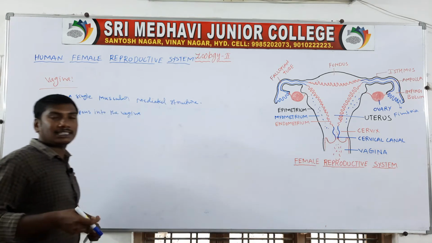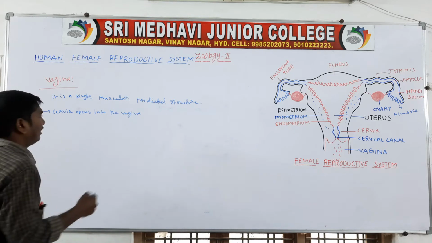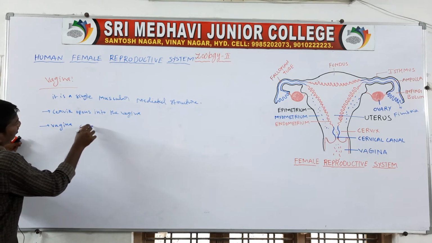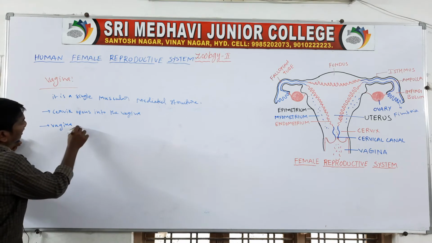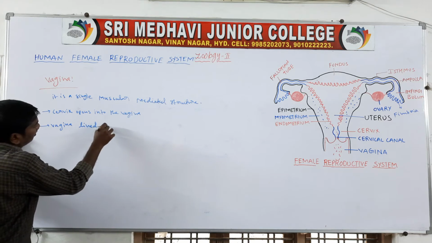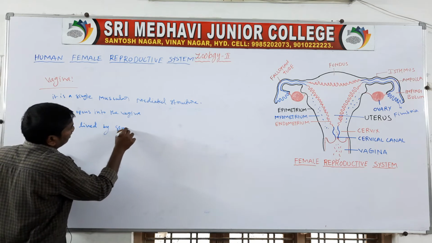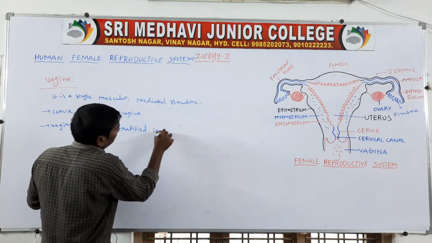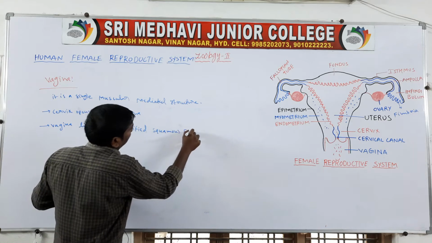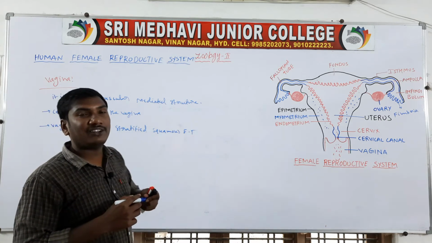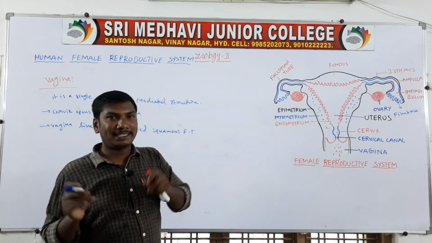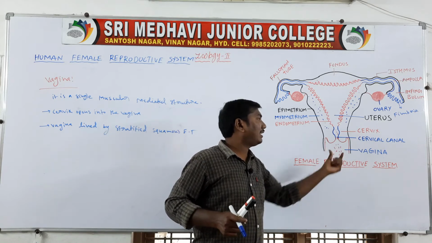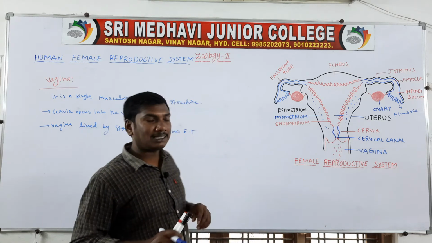Next, the vagina is lined by stratified squamous epithelium. The vagina is lined by the stratified squamous epithelium. So the cervix opens into the vagina, and the vagina is covered by stratified squamous epithelium.